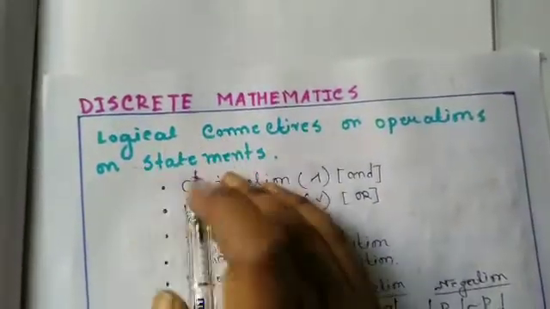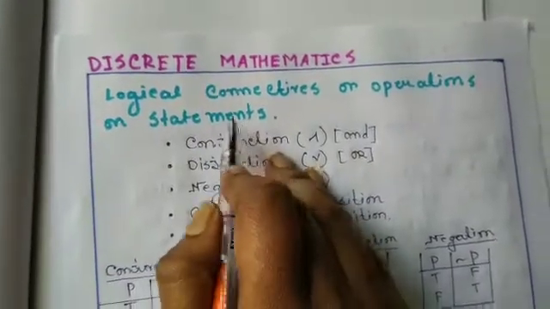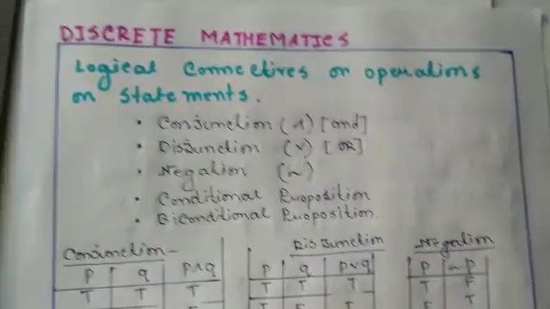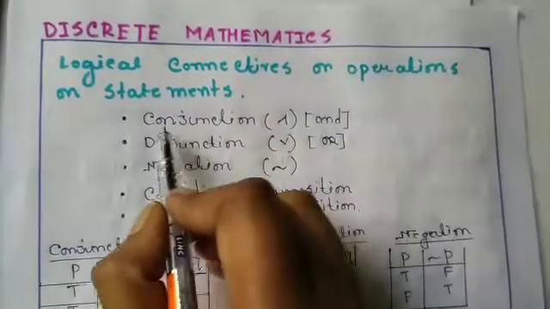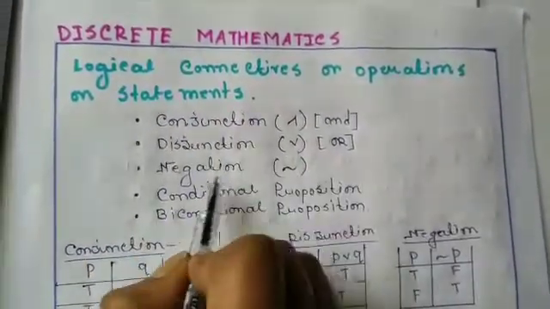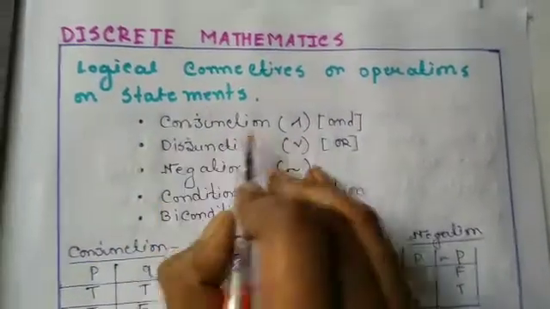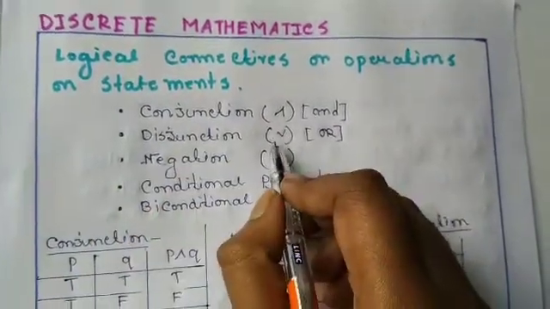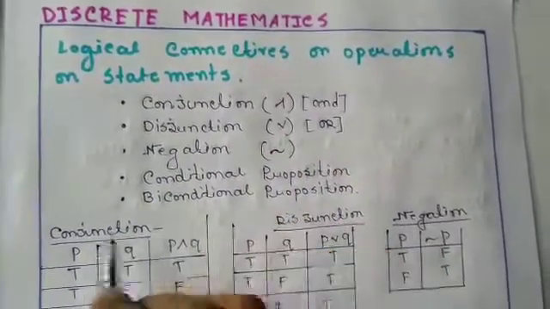Now I'm going to discuss logical connectives, or operations on statements. Before, I discussed what a statement or proposition is. On propositions we perform some operations, which are conjunction, disjunction, negation, conditional proposition, and biconditional proposition. Conjunction is logical AND, disjunction is by this sign, which is logical OR, then negation, conditional proposition, and biconditional proposition.